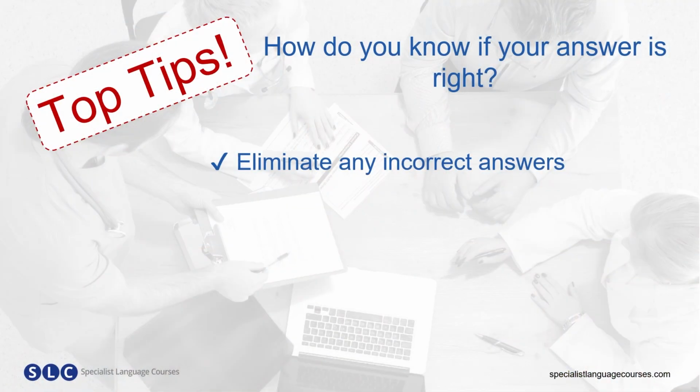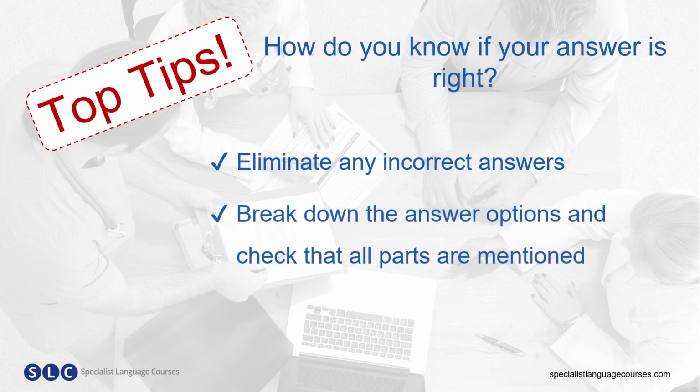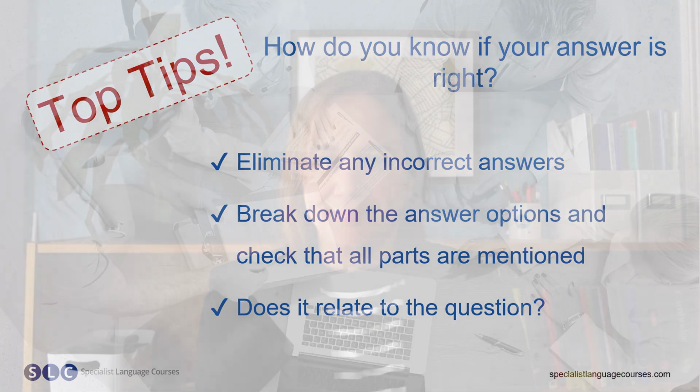Top tips for knowing your answer option is correct. Eliminate any obvious incorrect answers. When you are confident that an answer option is incorrect, eliminate it and focus on the next answer options that you have left. Break down the answer options, check that all parts are mentioned. It's not enough that only part of the option is mentioned. All of the option needs to be mentioned. Does it relate to the question? Sometimes an answer option is mentioned, but it doesn't answer the question. So make sure the option answers the question and not just that it appears in the text.